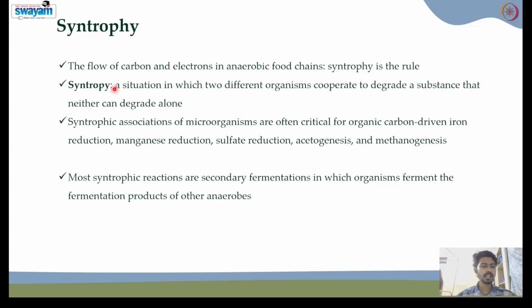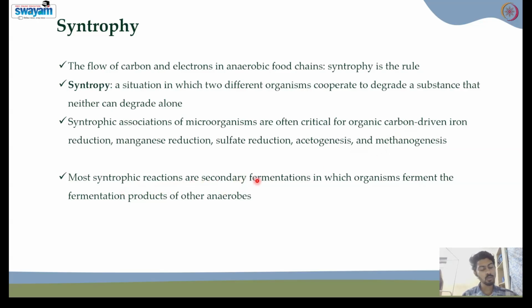We will be seeing numerous examples, but to understand this, it is nothing but two different microorganisms cooperating with each other in order to degrade the substance. So without syntrophy, many of these pathways don't work. And syntrophic associations of microorganisms are often critical for iron reduction, manganese reduction, sulfate reduction, acetogenesis, and methanogenesis.